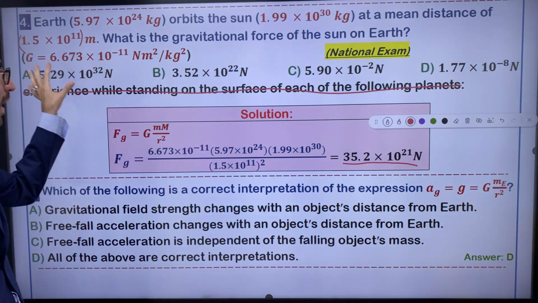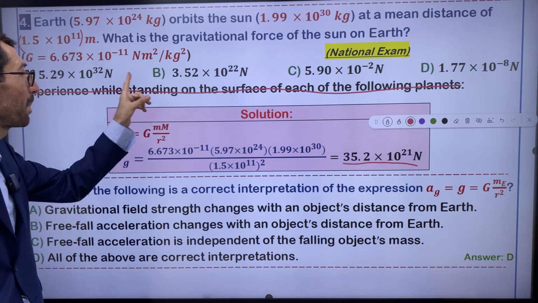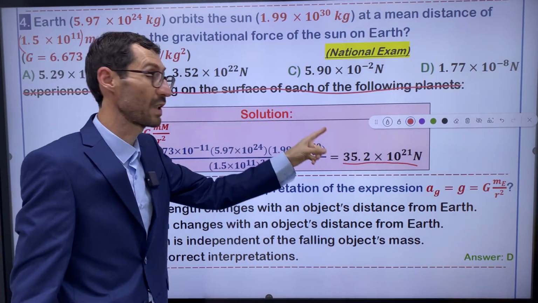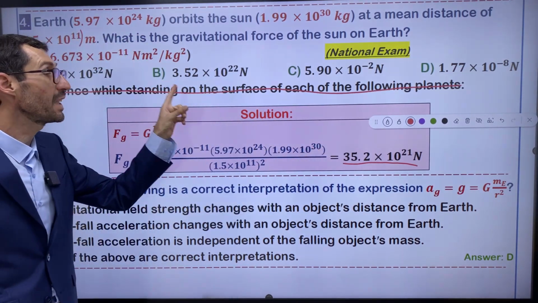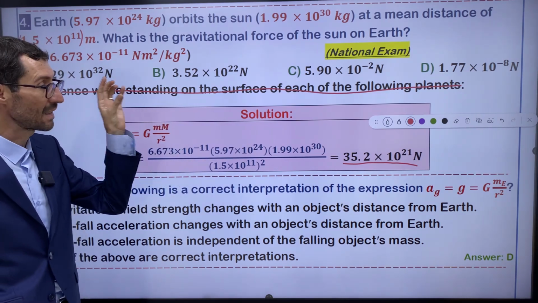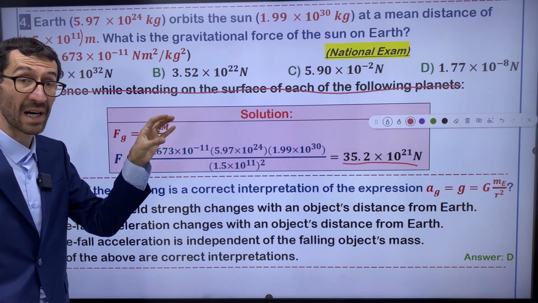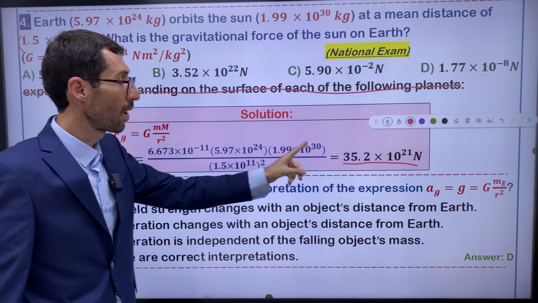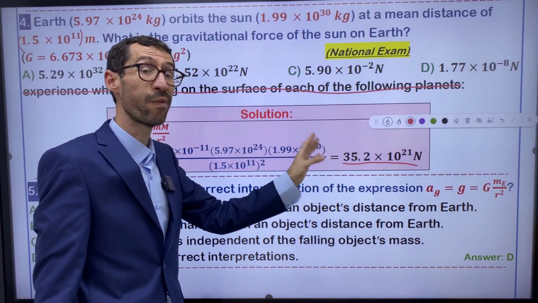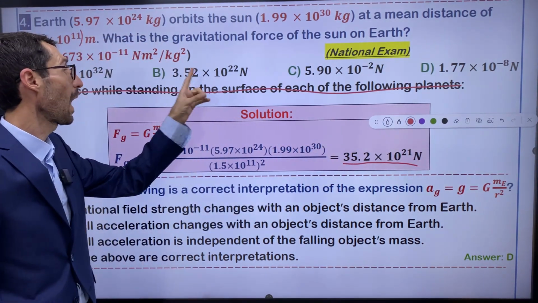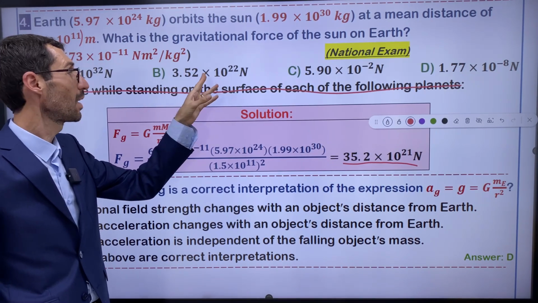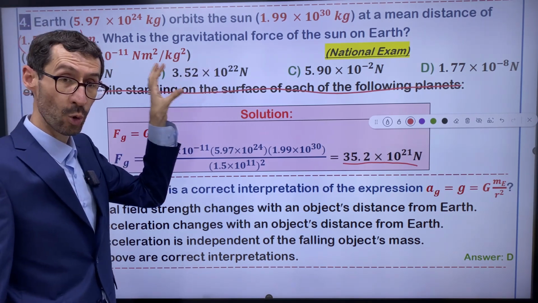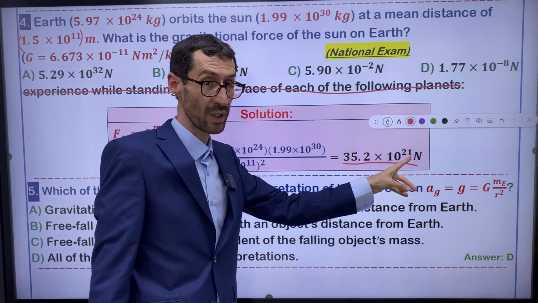So it's very far from this answer. It can't be. B, 3.52 times 10 to the 22 Newton. Look here. It's very close to the number, but it's not the exact number actually, right? Here we have 3.52. Over there we found 35.2. Here in option B, we have 10 to the 22 Newton. The exponent is 22. Here the exponent is 21.